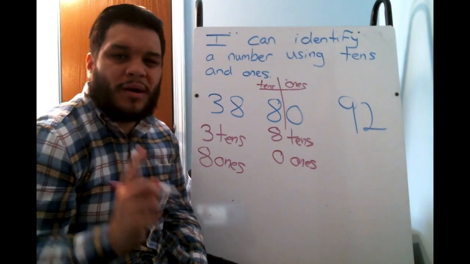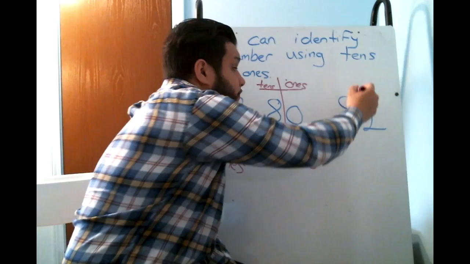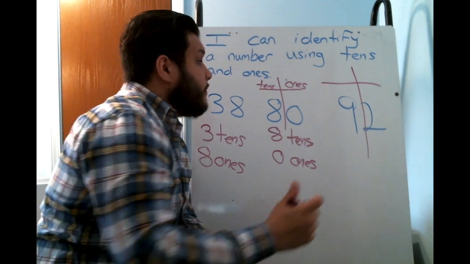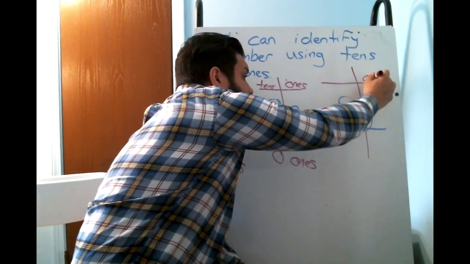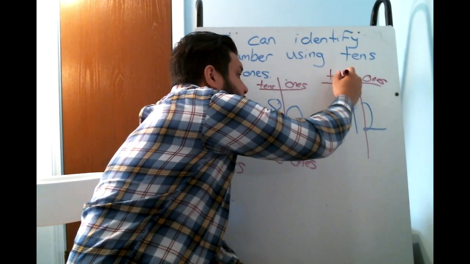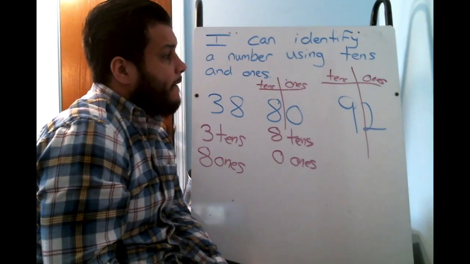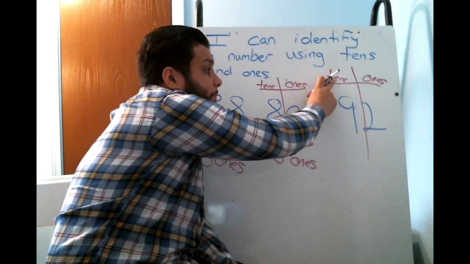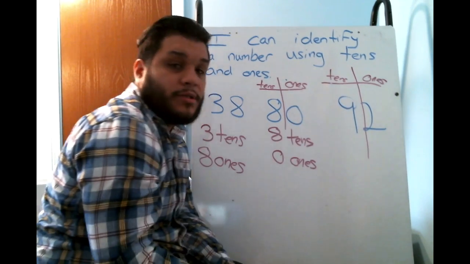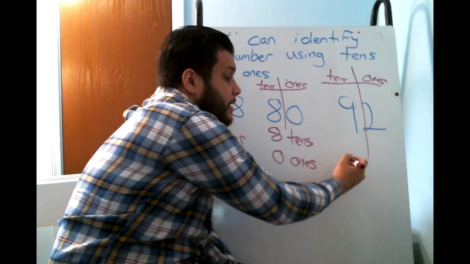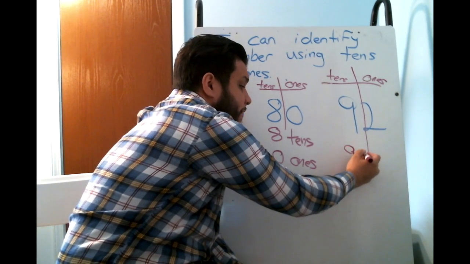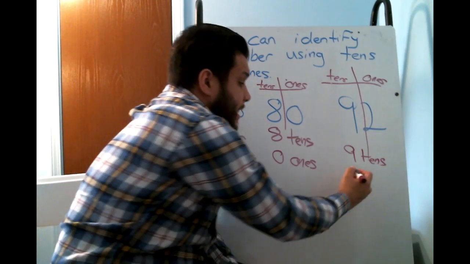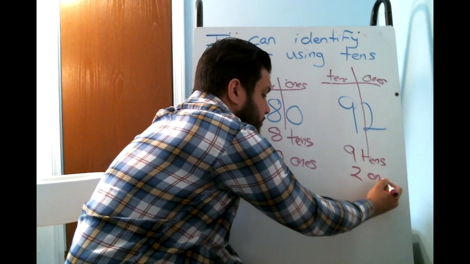I want to do that one more time. Remember my strategy. Put a line down the middle. It kind of looks like a T. And I'm going to write ones in the first position and tens in the second. How many tens does 92 have? Well, all I got to do is look at my tens place and see what number's there. What number's in my tens place? Yes, the number 9. I have 9 tens. And how many ones? Yes, 2 ones.